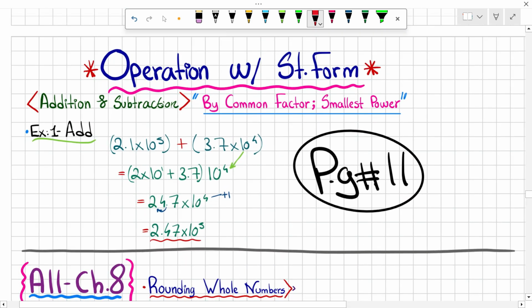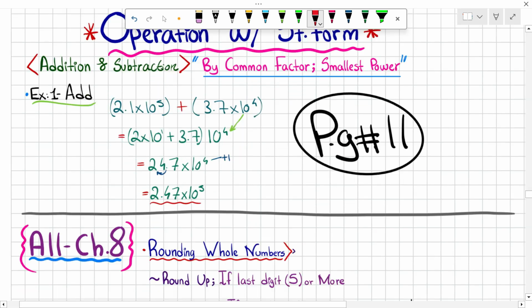For addition and subtraction with standard form, you can always take out the common power and isolate by using the distributive property. Then multiply the common numbers together. 2 times 10 plus 3.7 is 24.7 times 10 to the power of 4. Since it's greater than 10, we move the decimal place 1 place back and add 1 to the power. This is 2.47 times 10 to the power of 5.